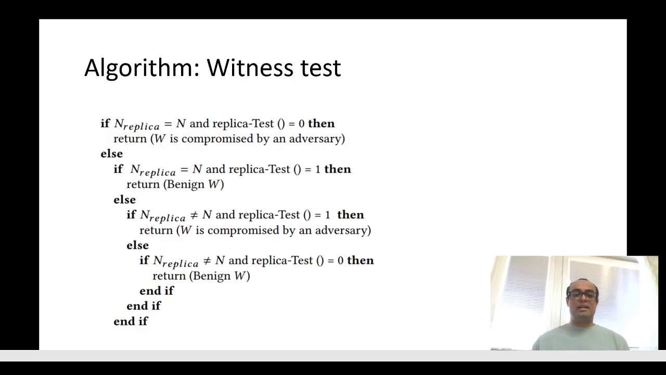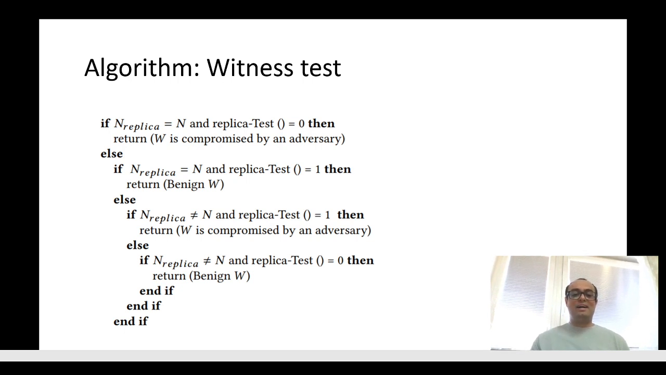Now for the witness test, we implement a replica test node, and we will see whether this node will be detected or not. If the replica node is equal to the original node, and the replica test is 0, then there is a problem. We have two nodes that are equal, with the same parameters, but the test gives 0. That means the witness node is compromised by an adversary, and the adversary would like to keep this node hidden. Else, if the replica node is equal to the original node and the replica test gives 1, then it's good. This returns that the witness node is safe.